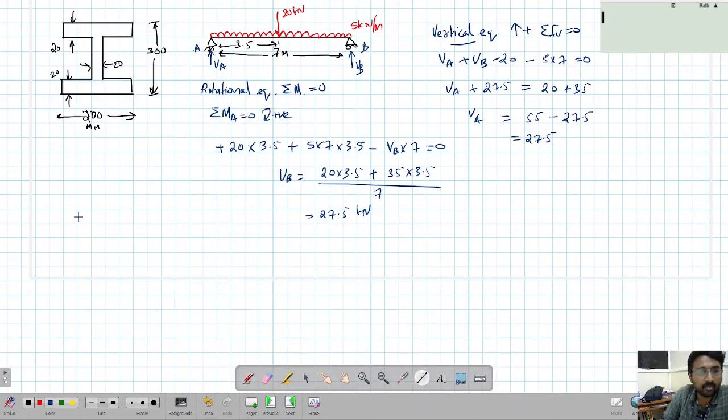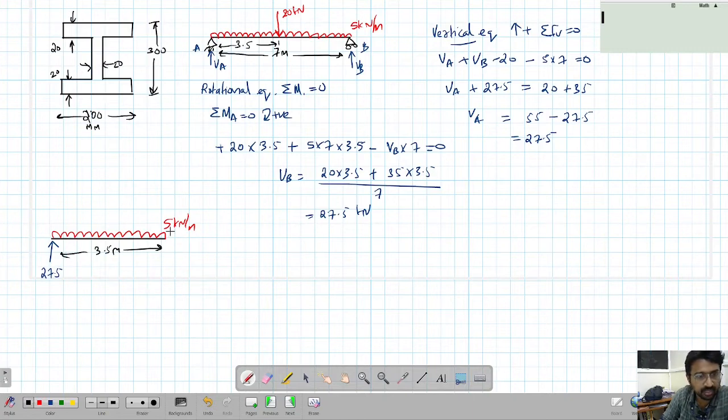So we'll find the moment at the center for maximum. Maximum moment will be at the center. So let's find the moment at center. So what we have here is, this is 27.5. Then this is 5 kN per meter, and this is 3.5 meters.